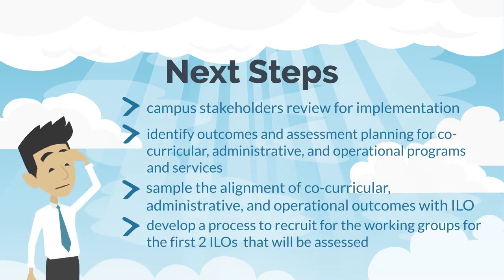The next steps for the institution will be focused on gaining buy-in from the campus community, identifying and incorporating co-curricular, administrative, and operational program and service outcomes in the assessment process, and developing out the processes and procedures for assembling the working groups for each ILO, as well as the means by which they will analyze the evidence provided from the assessment of GLO, PLO, and other outcomes.